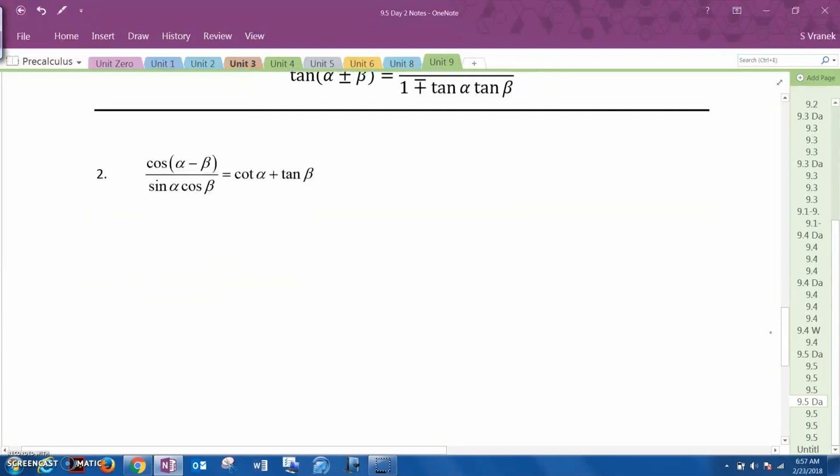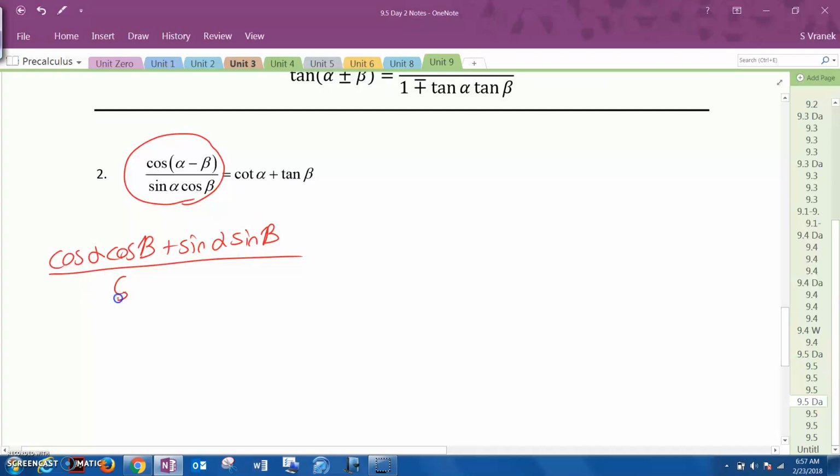So if I look over here on number 2, I'm going to work this side, and if I look, I want to expand the top because there is my difference of two angles. Remember, when you do cosine though, you're going to use the opposite sign. So if I expand this, I get cosine alpha cosine beta plus sine alpha sine beta all over sine of alpha cosine of beta. And that's going to equal this. I'll just keep bringing that down.